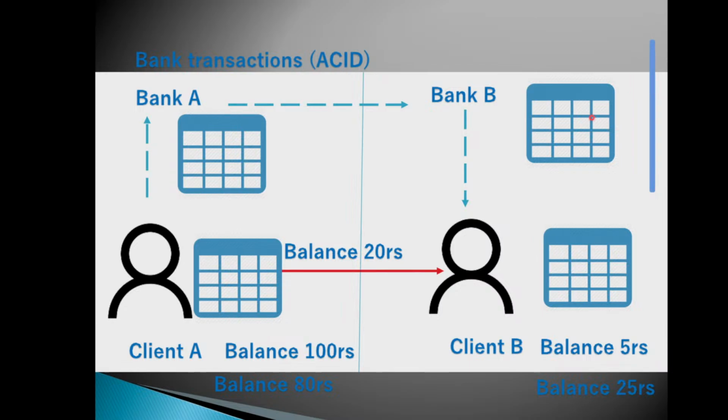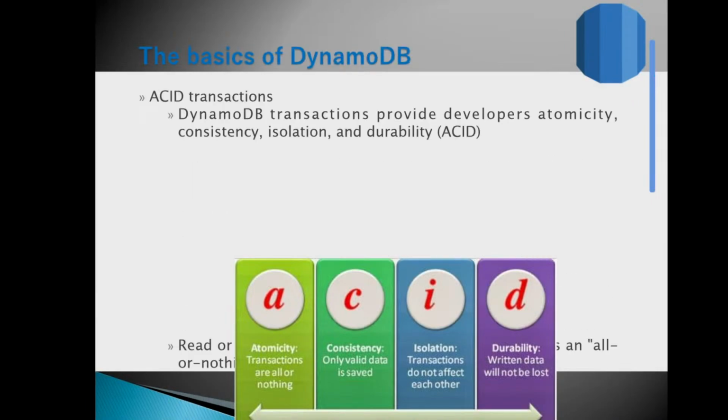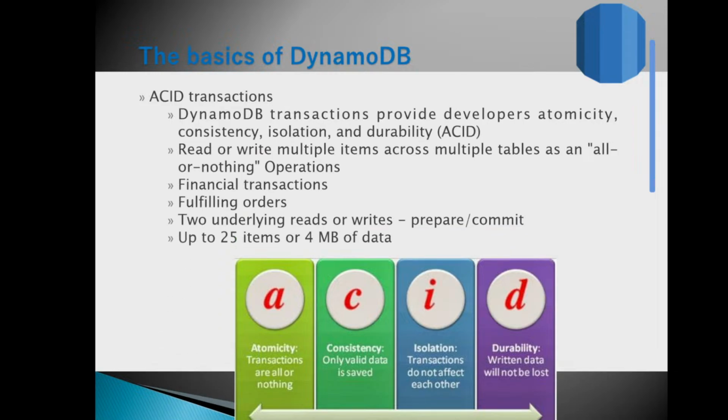That is ACID transactions. DynamoDB supports that as well. Generally, it is used in banking. Financial transactions, fulfilling orders, to underline reads and writes, prepare and commit. You can update up to 25 records or up to 4 MB of data simultaneously.